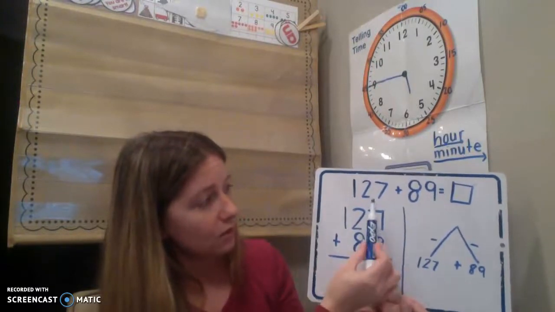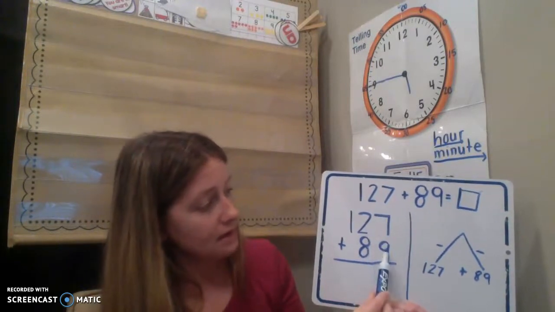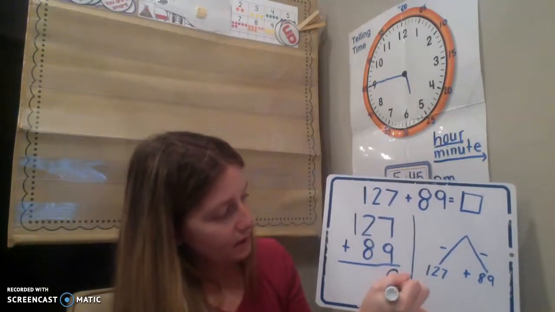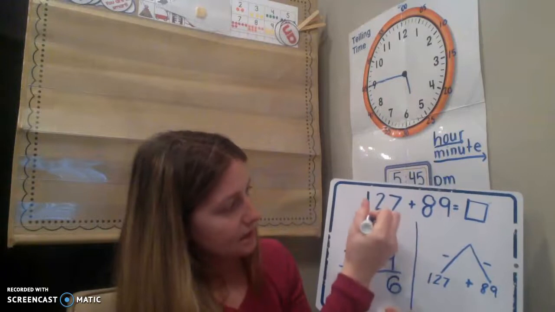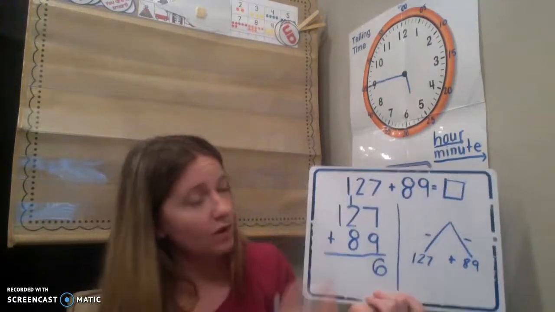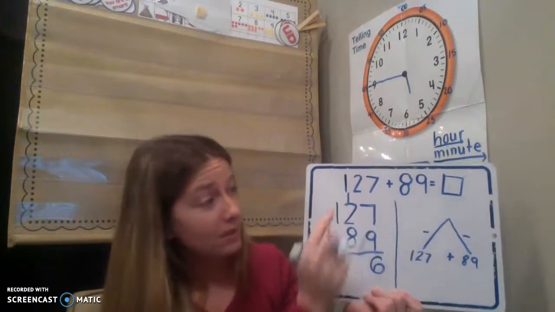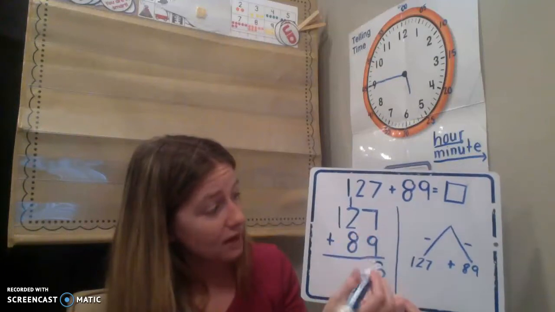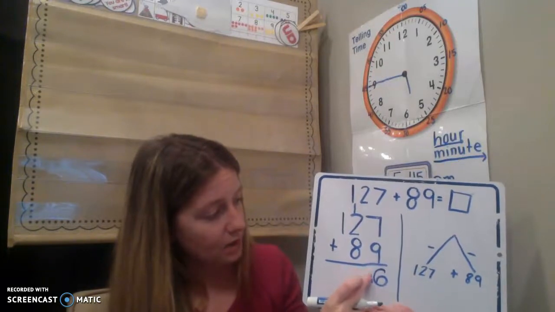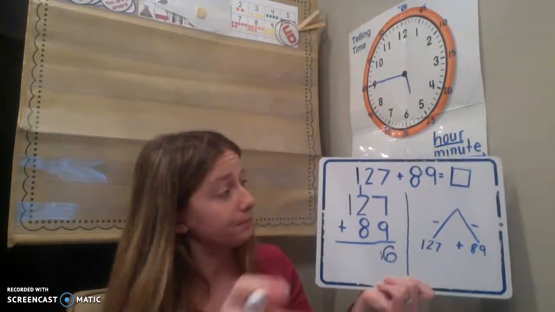So we always start with our ones. So let's do 7 plus 9. And that is 16. 16 is our answer. So if you notice, I put my new group above because when I add these 2 together, I get a 10. And instead of putting it in my ones column, I make sure I add it in my tens column.